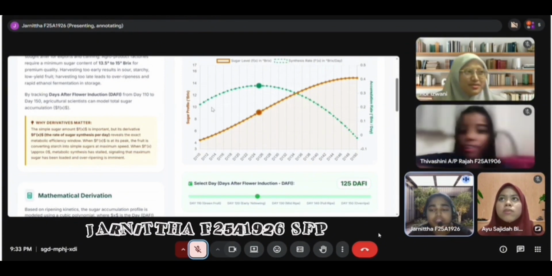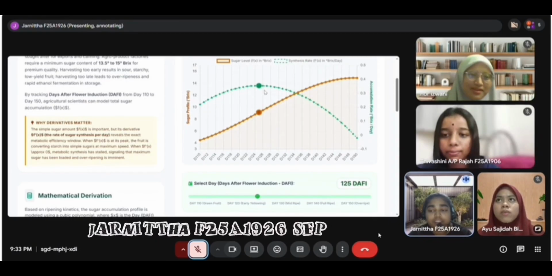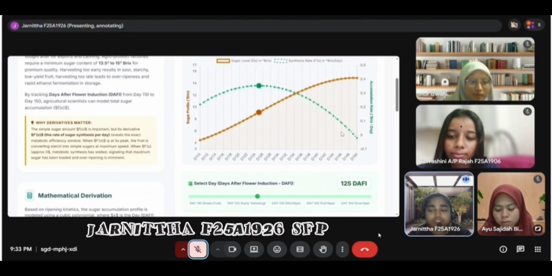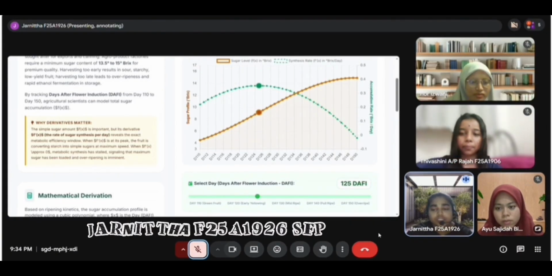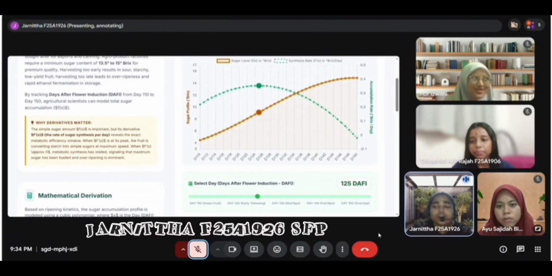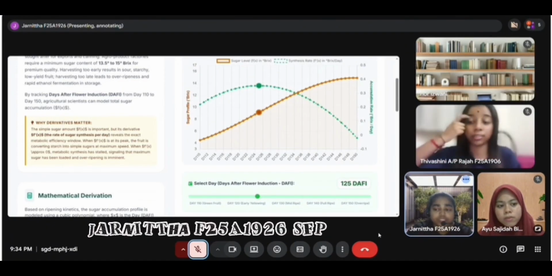The green dotted graph represents the derivative function f'(x). This graph does not represent total sweetness. Instead, it represents the rate of sugar synthesis per day, or how fast the sweetness is increasing.